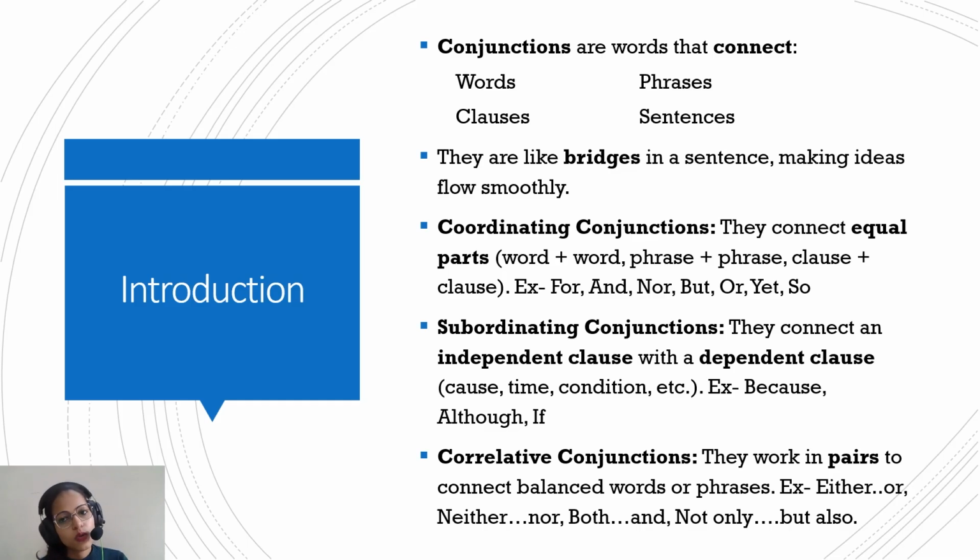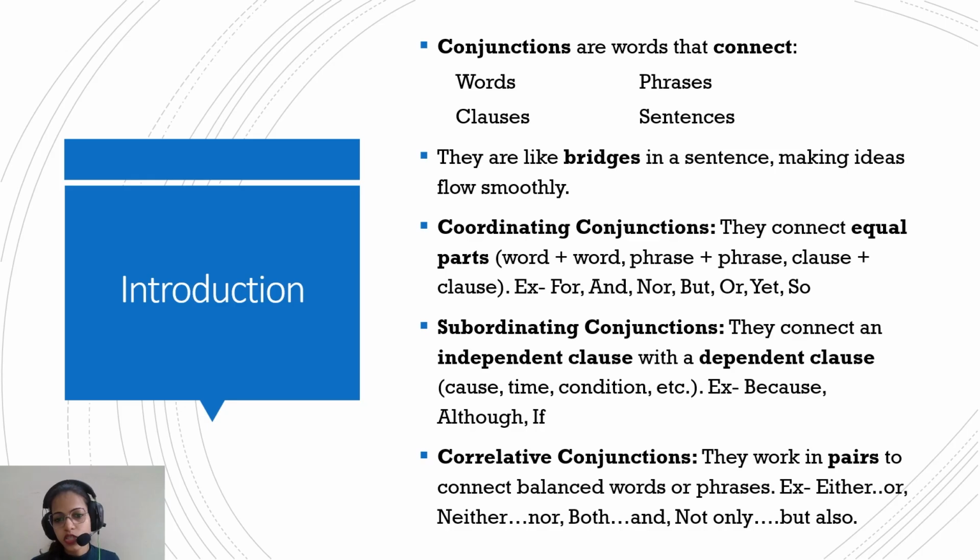Okay. Conjunctions are the words that connect words, clauses, phrases, and sentences. So they are like bridges in a sentence. They make ideas flow smoothly. So just think of two sides of the river as two sentences, two phrases, two clauses, and the bridge is the conjunction. So that's how you can picture a conjunction.